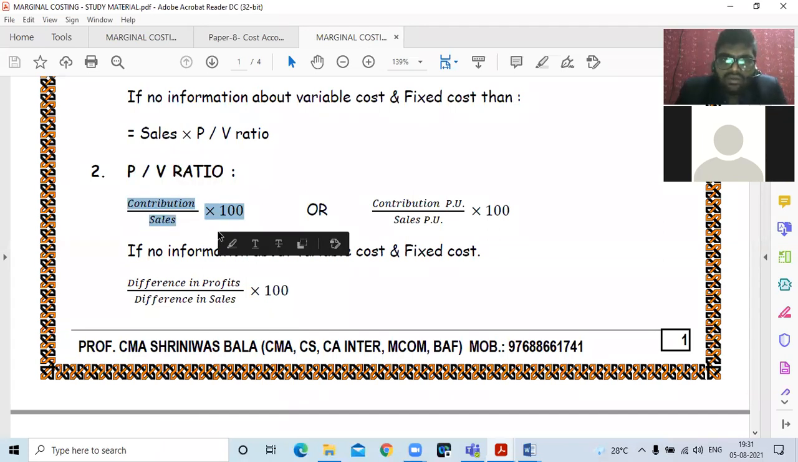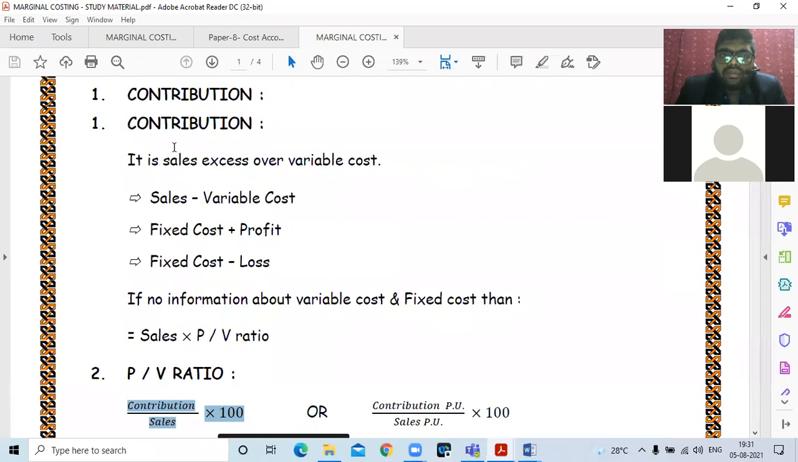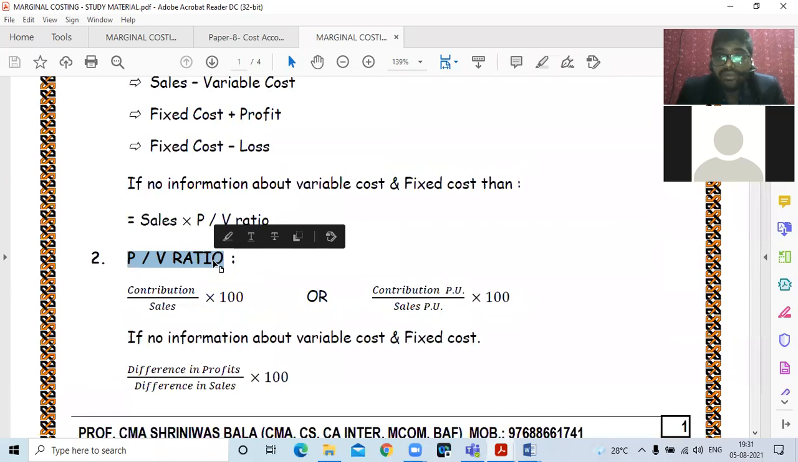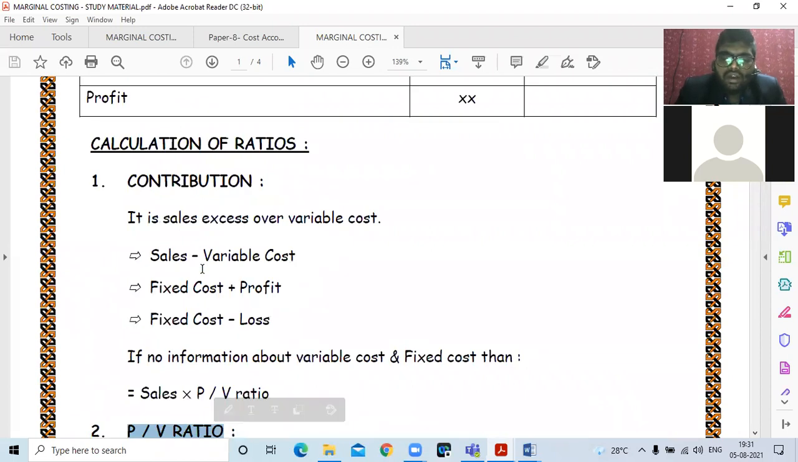Now, what do you understand by the term contribution? What do you understand by the term PV ratio? That is also very important to understand. So what does contribution mean? How much this product is contributing to the total profit of a company, or you can say how much this product is contributing to the overall profit of the company. That is what we are going to get.